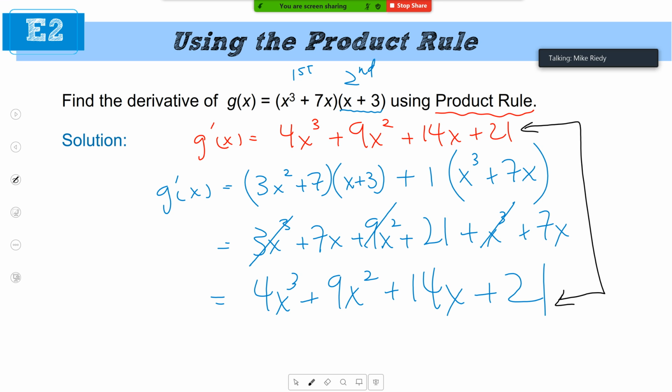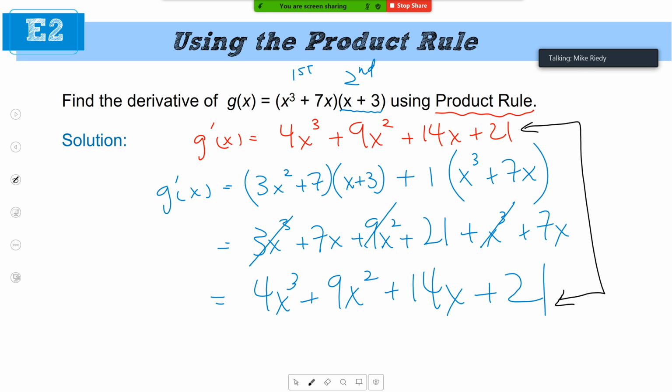So here's the big question. Which one's better? I like the product rule more. Okay, why? Because I feel like if you were to multiply everything out and then take the derivative, at least for me, those numbers, I'm going to get messed up. But with this, as long as you know how to set it up, I feel like it's much easier because you're just taking the derivative of a smaller part than what you normally would.